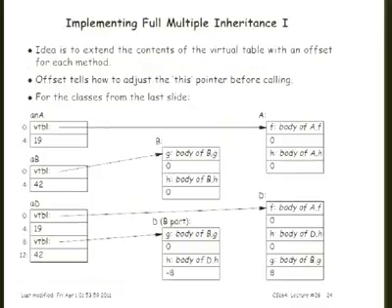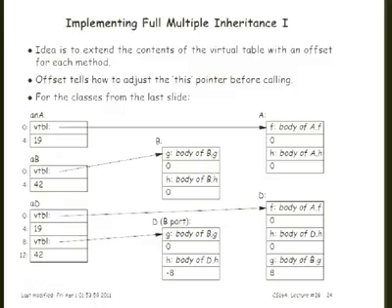Yeah, because you see, the top virtual table serves as both a virtual table for A and a virtual table for D. So it's an A-like virtual table and a D-like virtual table.